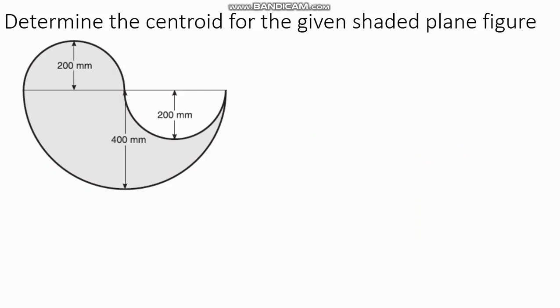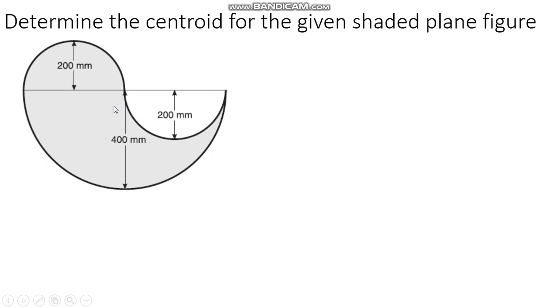Hi students, so let us take the fifth problem. Here also it is given as: determine the centroid of the given shaded area. So this is the given shaded area, and only this part you have to find the centroid of. So how to determine it? Let us take this whole semicircle as the first area, and we'll add up this semicircle and then we'll deduct this semicircle.